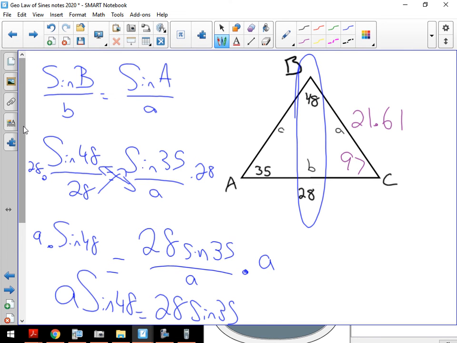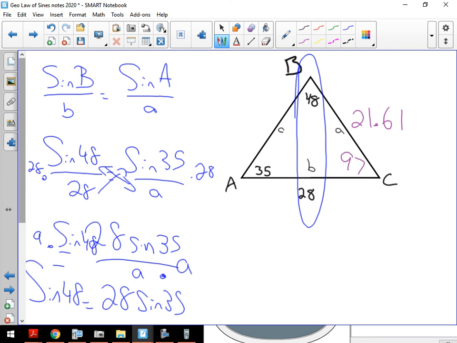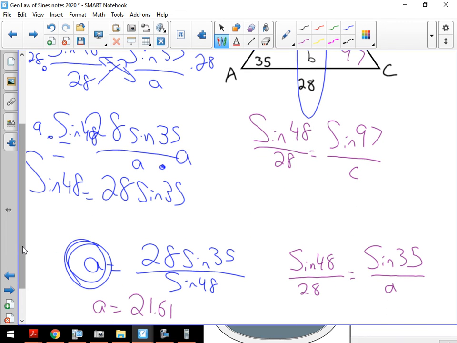So we would do the exact same scenario. Let me move this over just a little bit. I would have the sine of 48 is to 28, as the sine of 97 is to little c. And notice how the movement of the values are the same because I'm still trying to find a side length. I change-o the diagonal of c, and I multiply by the 28 to the sine of 97.